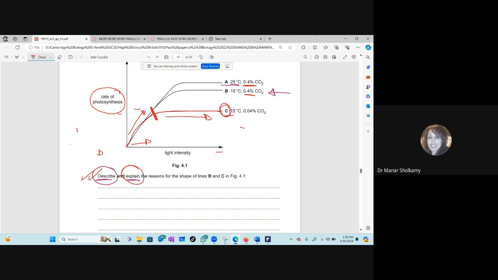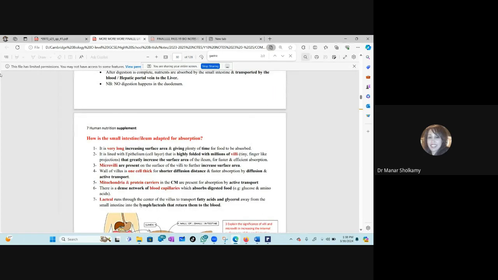What is the limiting factor at C? Temperature. Yes, you can say that, because when we increased it to 25, the rate of photosynthesis increased. What else? The carbon dioxide concentration. That's it. Okay? And it's clearly here.